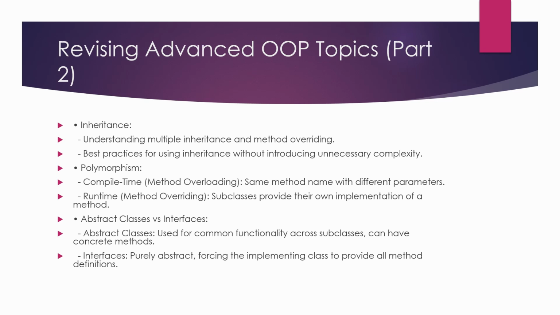Continuing with our revision, let's talk about inheritance. This allows you to create a class based on another class, inheriting its properties and behaviors. But be careful, overuse of inheritance can introduce unnecessary complexity. Next is polymorphism, a concept that allows objects to behave differently depending on their type. We will discuss both compile-time polymorphism through method overloading and runtime polymorphism through method overriding.